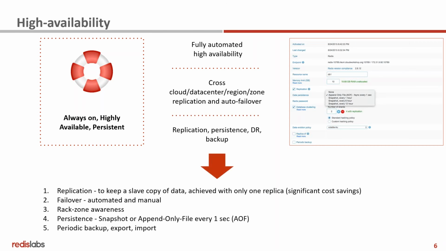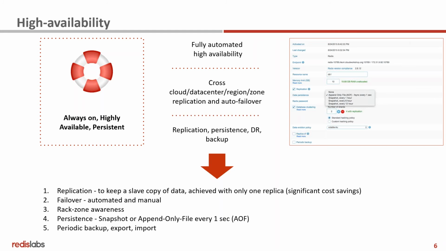So bottom line, what this means, first of all, replication. To achieve high availability, you can keep a slave copy of the data. And if there's any issue with the master copy of the data, then the cluster will automatically fail over to the slave copy, so you don't lose availability. And we have a unique technology to achieve that with only one replica of the data. So you can get significant cost savings through that. From a failover perspective, of course it's automated, and the cluster knows when a failover is needed, but you can also do manual failover if you need, and I'll show that as well in the demo.